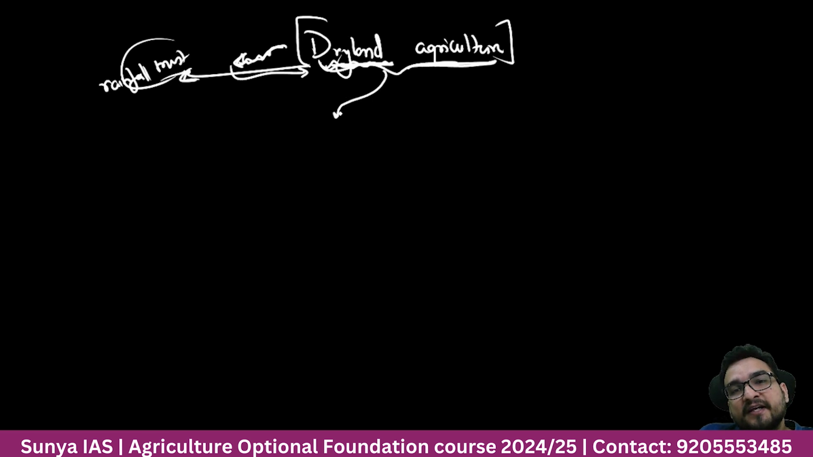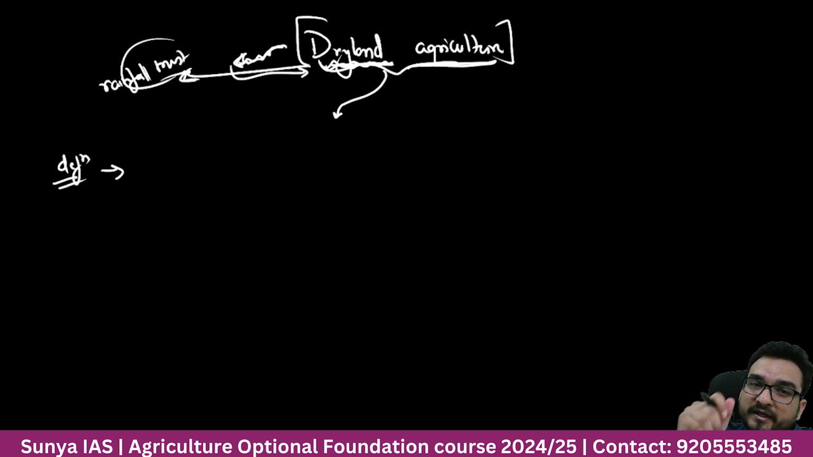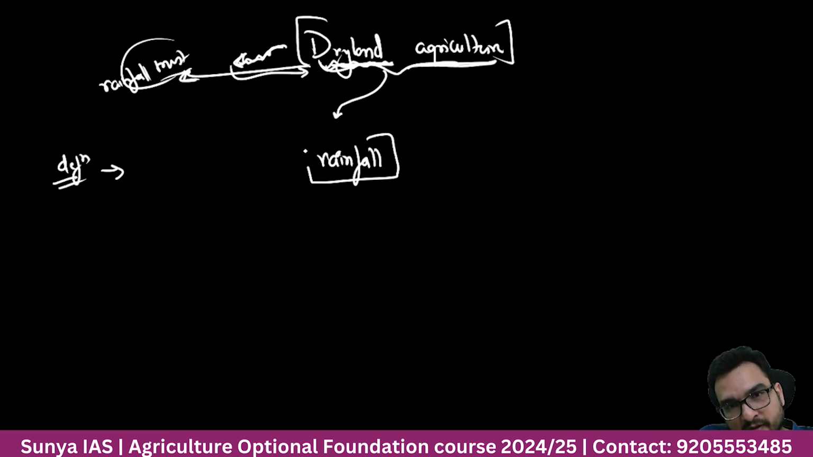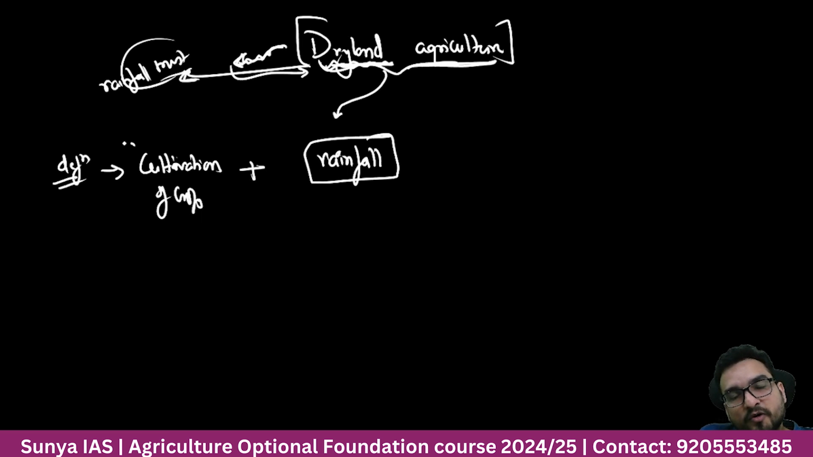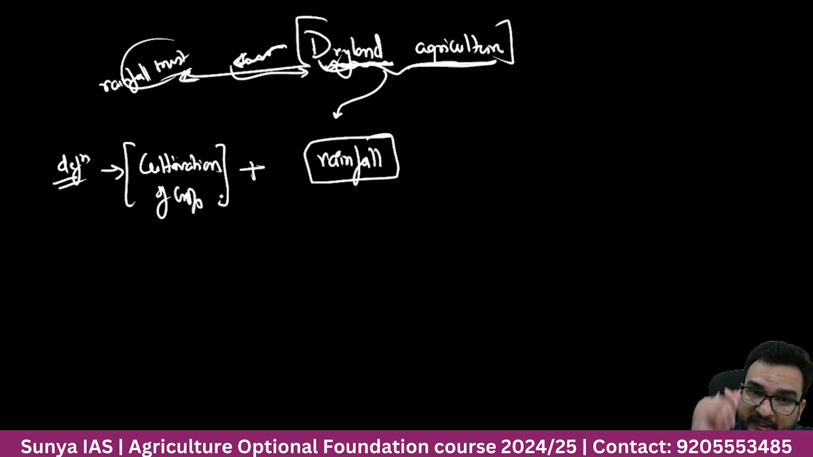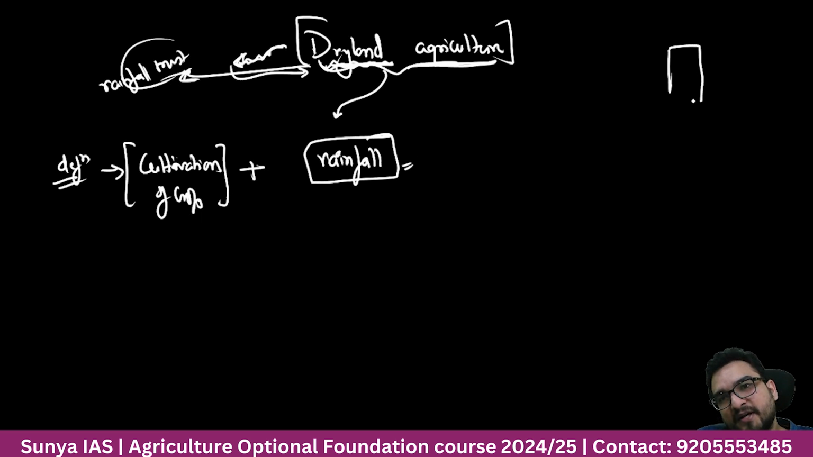Dryland agriculture, I'm telling you the fixed definition. Dryland agriculture is the agriculture where cultivation of crops is completely dependent upon rainfall. Cultivation of crops is directly, solely, completely dependent upon rainfall. So for example, I have this 1 hectare of land. As usual, I take an example. I want to grow crops in here.